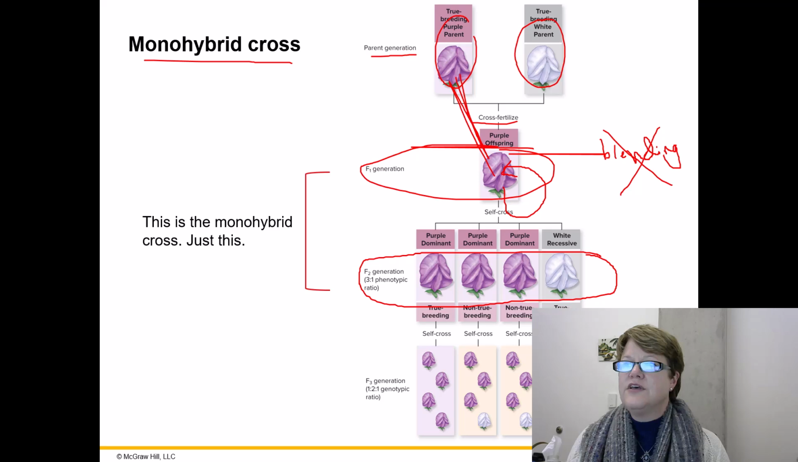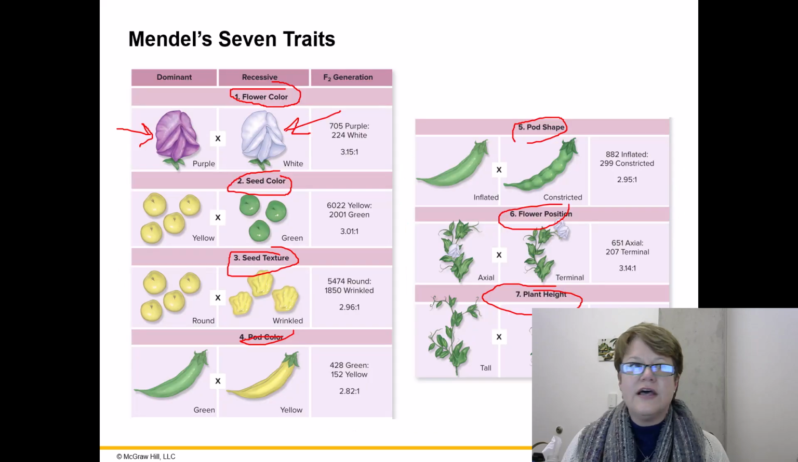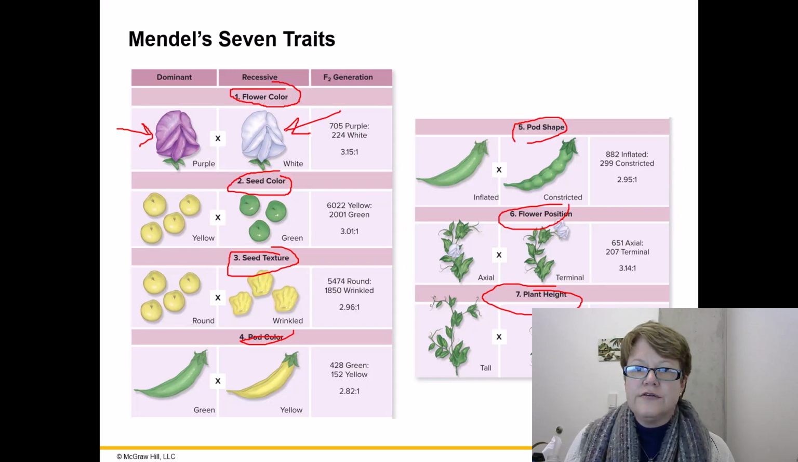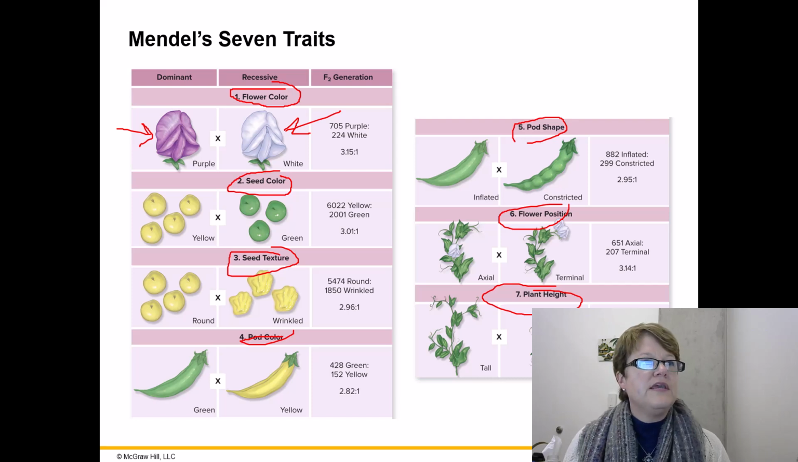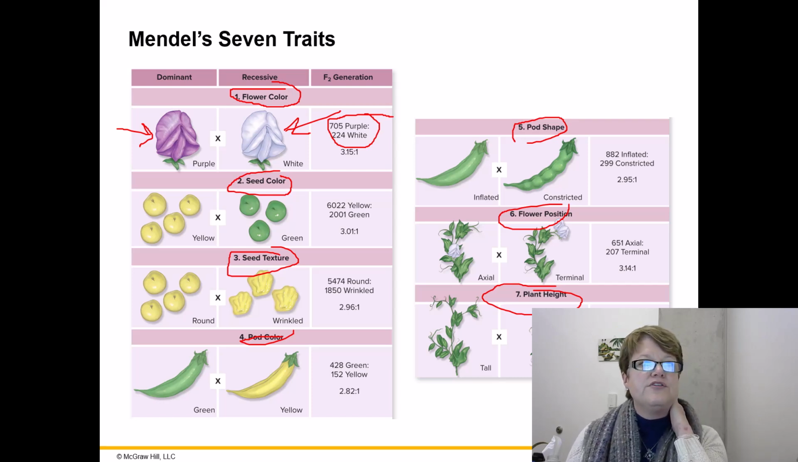But he did this over and over and over again with all the different traits. In fact, let me go back to that one slide here. This slide actually shows what the setup was for the P1 parents. And then it kind of skips the F1 generation and shows what he got in the actual data in the F2 generation. So when he did this whole scheme with the purple and white flower plants, he got in the F2 plants 705 purple and 224 white, which he reduced down to a ratio of 3.15 purple for every one white.